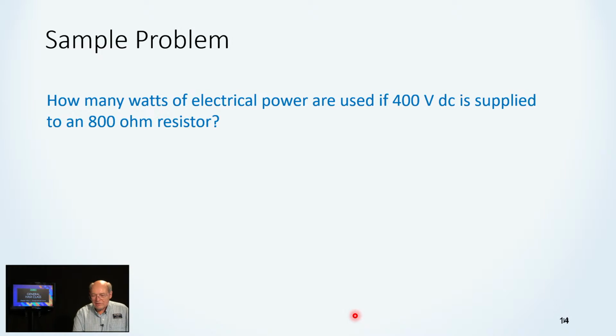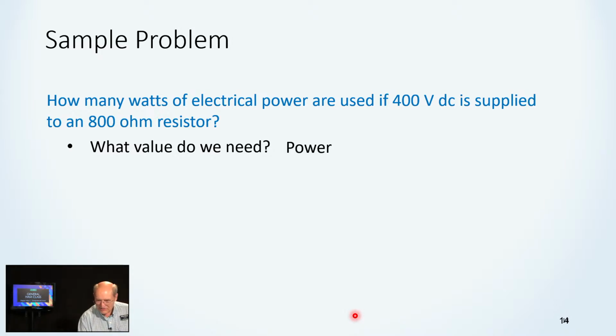How many watts of electrical power are used if 400 volts DC is supplied to an 800 ohm resistor? Well, the first thing we have to ask ourselves is, what value do we need? What does anybody think? What are we looking for? You can unmute and give me an opinion. P. We're looking for power, P. Power. Yep, exactly. So we're looking for power. And what are we given? Voltage and resistance.